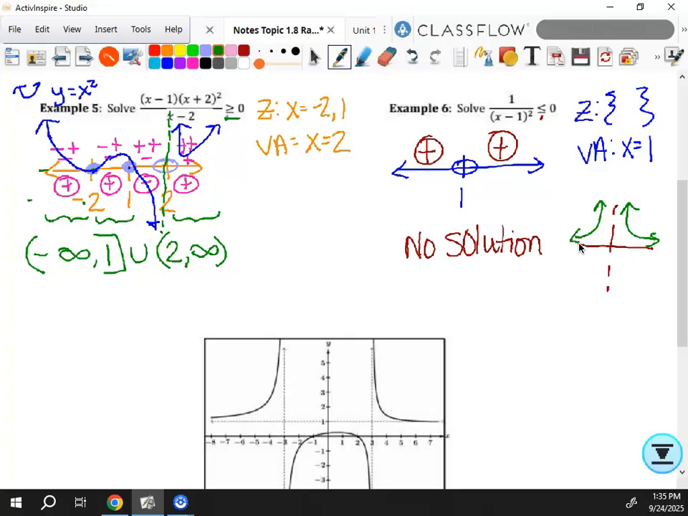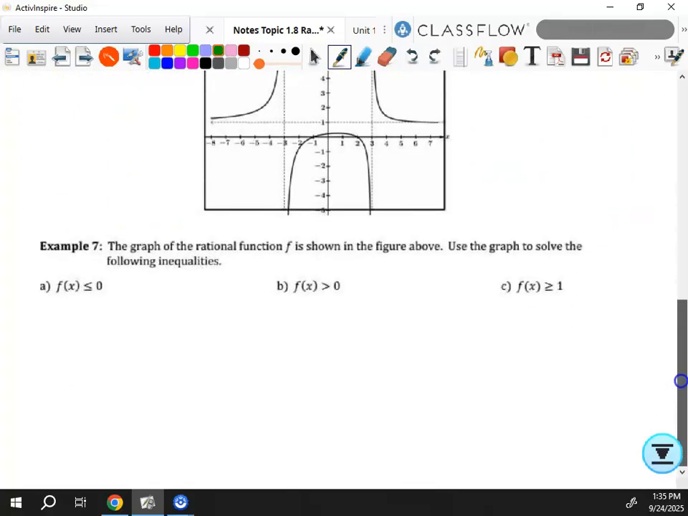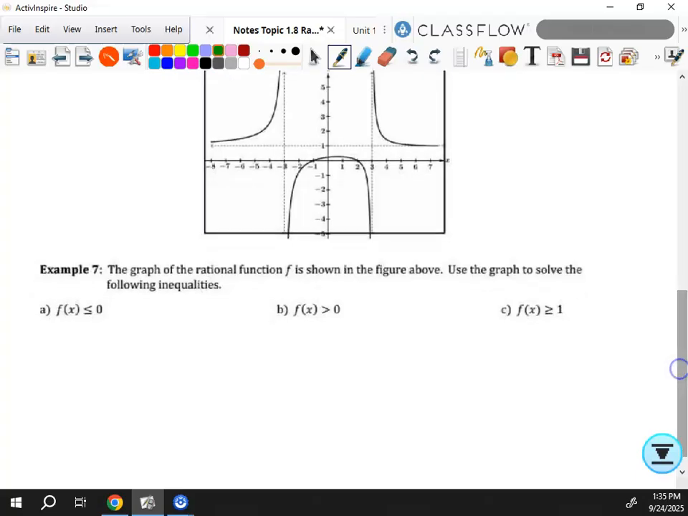Anything? All right. Let's look at this last one. Now here, they give me a picture. They give me a picture, and then I have to answer the same kinds of questions. So I have, when is f of x less than or equal to 0? So when is it negative? The function is negative here and here, right? We are talking about y. We are writing about x.